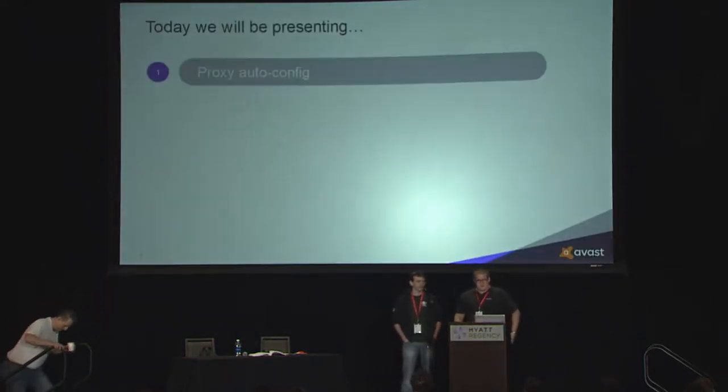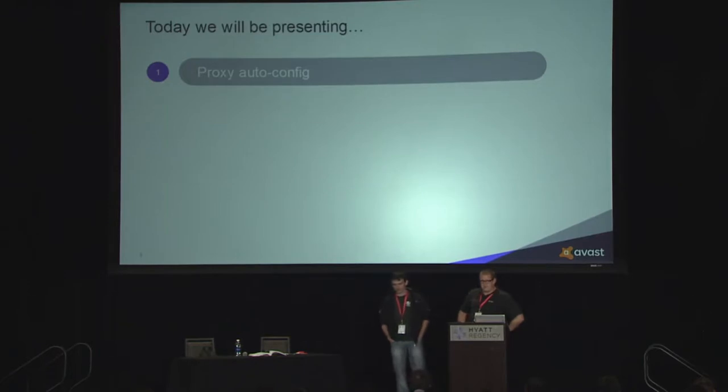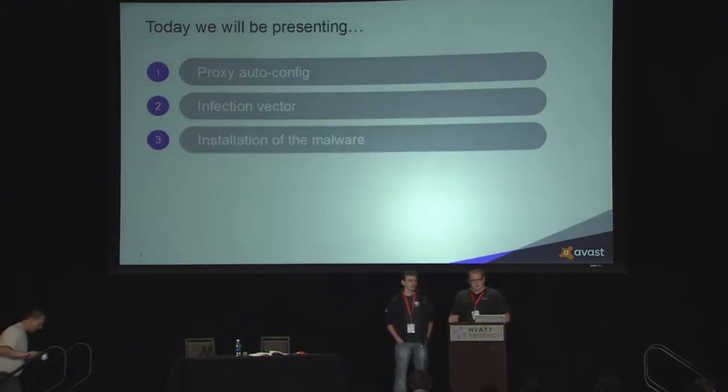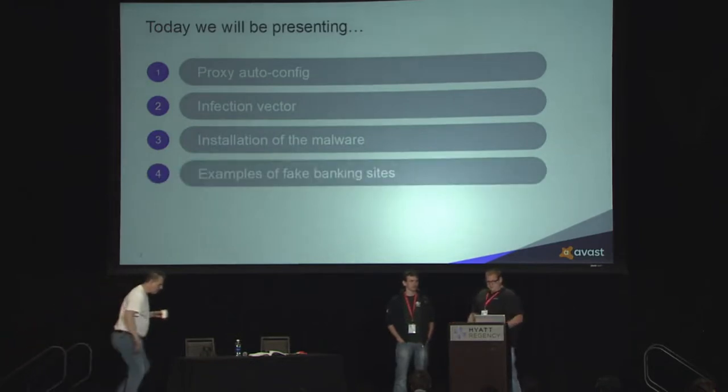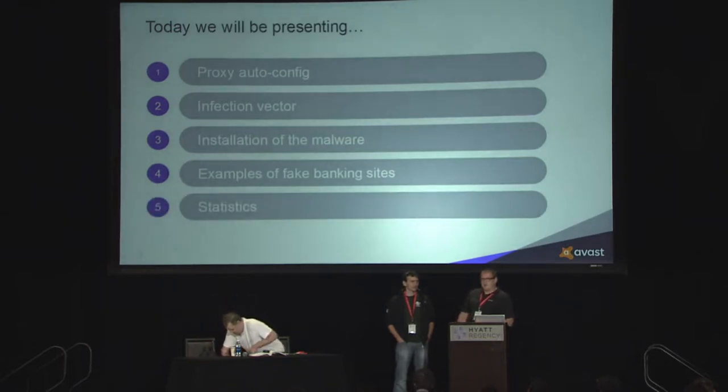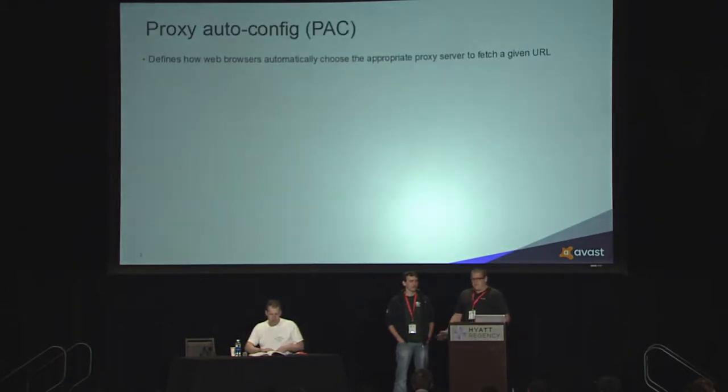So today we'd like to talk about the proxy autoconfig. Then, because we chose the RedFA banker, which is really active in the world these days, we would like to tell you something about the history of RedFA banker, and we'll compare it with the new version which appeared this year. Then my colleague Jaromir will tell you about the infection vector of RedFA, then about the installation of the malware, and we'll show you examples of fake banks from the new countries affected by this malware. And of course, there will be time for statistics and questions. So let's start with the proxy autoconfig.